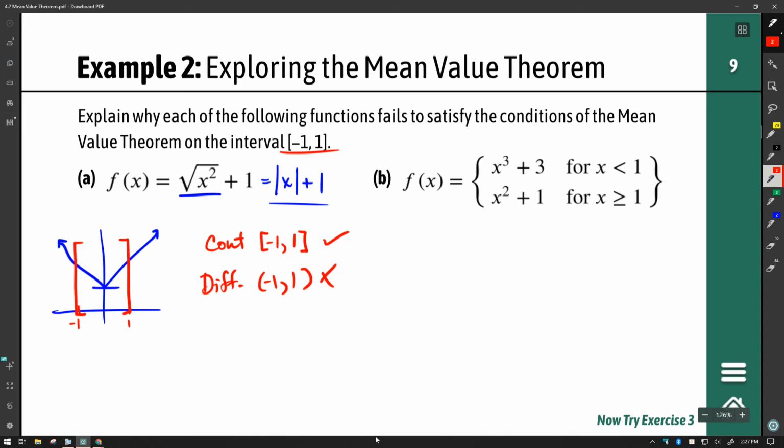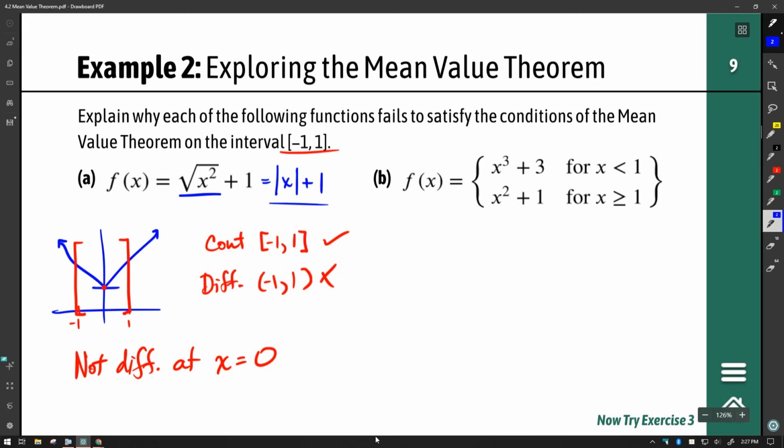And I say no, this function fails because look at the point (0, 0). That's a corner point, and we know that corner points are not points on graphs where we can differentiate or where we can draw in a tangent line. So that's why this function is not differentiable. We'll even write that out here. It's not differentiable at x equals 0.